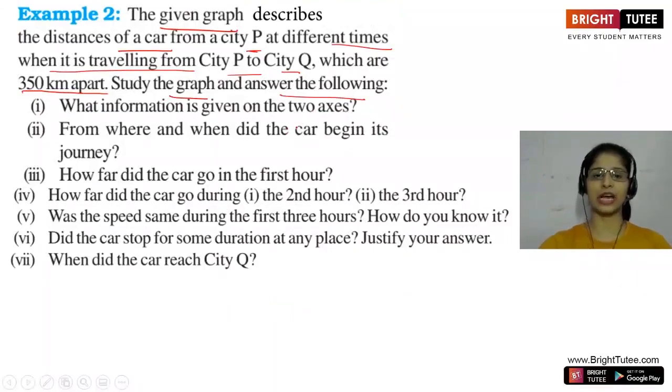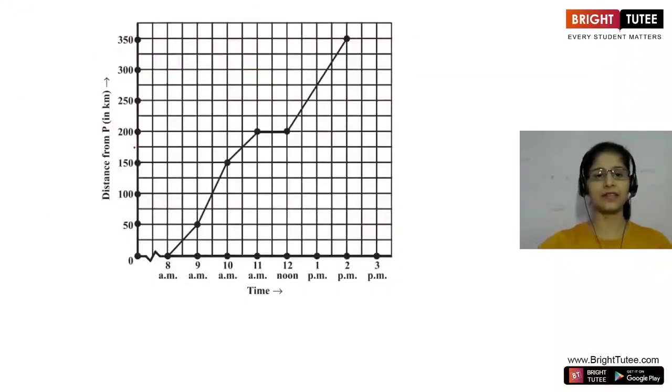So let us just have a look at the graph first. Here is the graph. We see time is given and the distance from P is given in kilometers to Q. Right. So at the time 8 a.m., you see here there is a kink given. Why is this break line given? Because we are not showing the times 1 a.m., 2 a.m., 3 a.m. up to 7 a.m. That's why it is shown here for those missing values. Okay. Now starting from 8, just see at 8 it is at 0, that means the initial position. It started at 8 a.m.